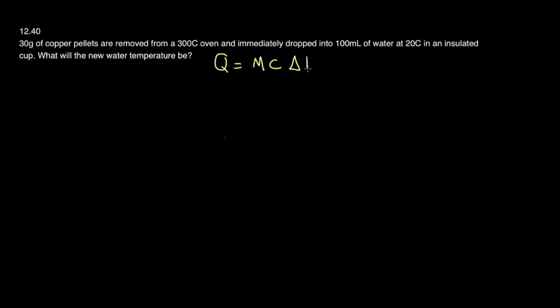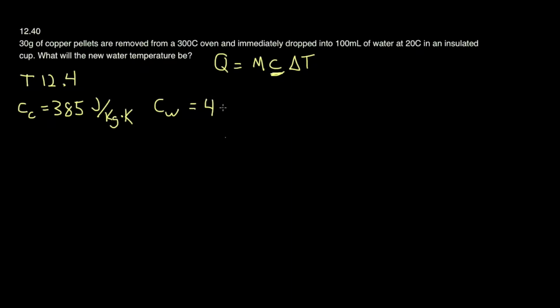Do capital T, actually. And so the first thing we need to know is the specific heat of both the water and the copper pellets. So if you look over in table 12.4, you will find that the specific heat of copper, call it C sub C, is going to be equal to 385 joules per kilogram Kelvin. And the specific heat for water, C sub W, is equal to 4,190 joules per kilogram Kelvin.